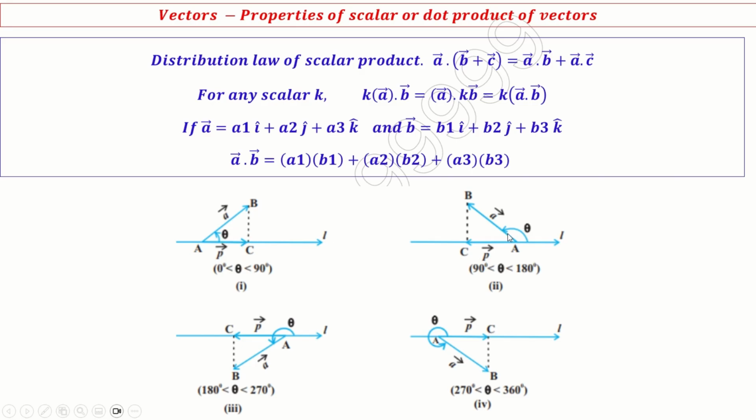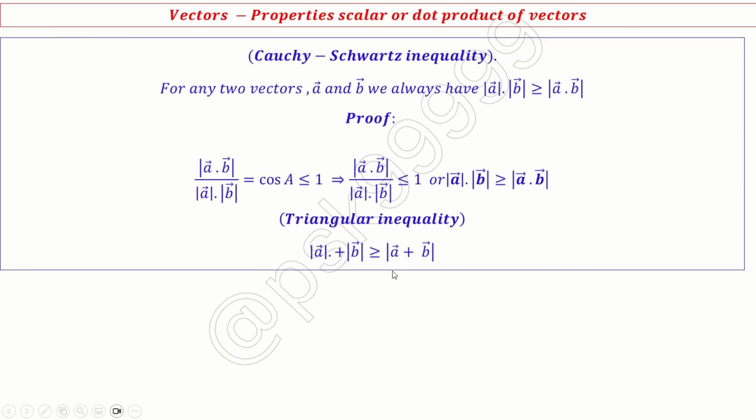If you remember the trigonometry, you know that in the first quadrant and fourth quadrant the cosine value is positive. The rest are all negative. Okay, other important formula.